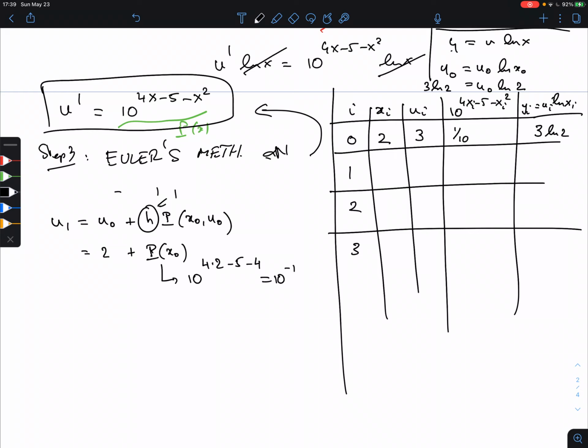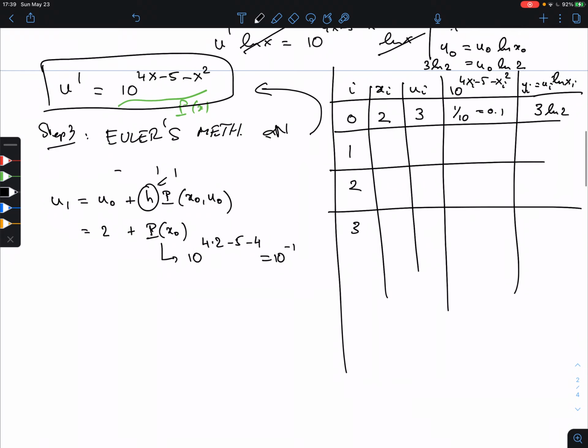So 1/10 and 0.1. You can use either one. U0 is 3. Be very careful here because there are so many different numbers running around. U0, look in my table, was 3. So 3 plus this thing we now calculated to be 1/10. Okay?